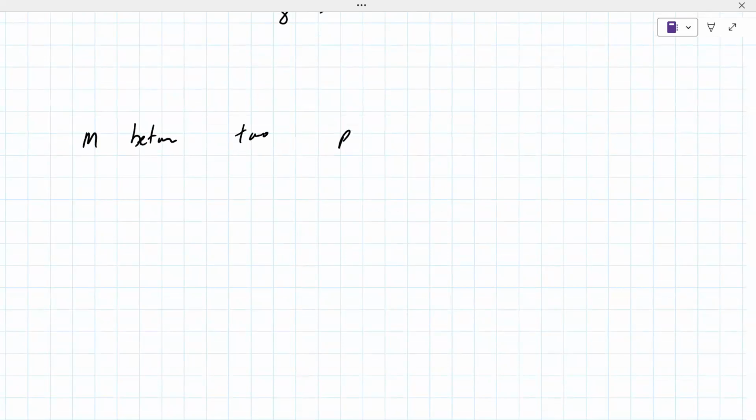Rise over run. Y1 minus... Is it Y2? Okay. There's a question: are you allowed to use a reference sheet on your test?